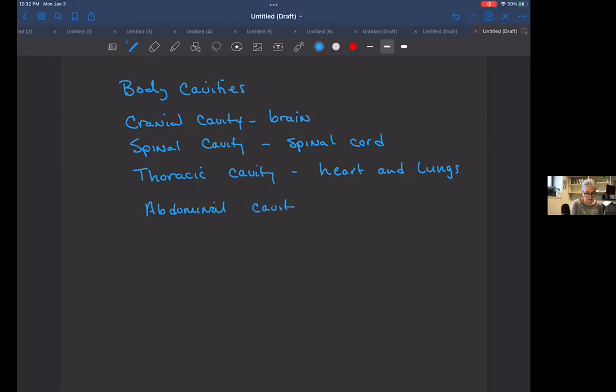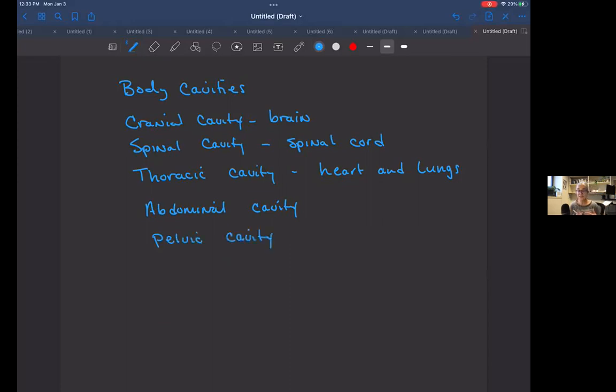And then we have the abdominal cavity. This is separated from the thoracic cavity by the diaphragm. It is not as protected, but we have muscles here that can protect the internal organs, including the digestive system. Most of the digestive system, like the liver and the pancreas and your stomach and your intestines, would be in the abdominal cavity. We also have the pelvic cavity.